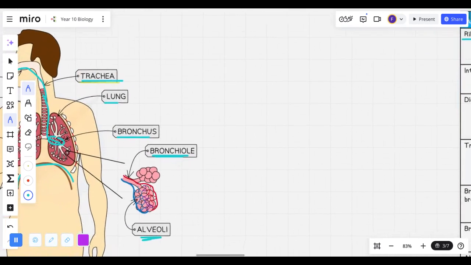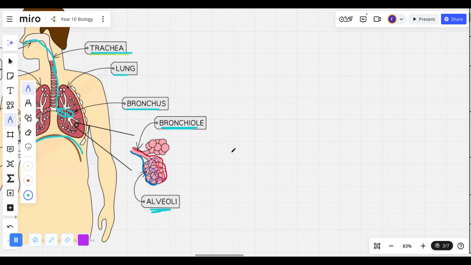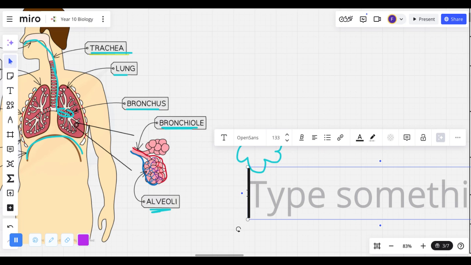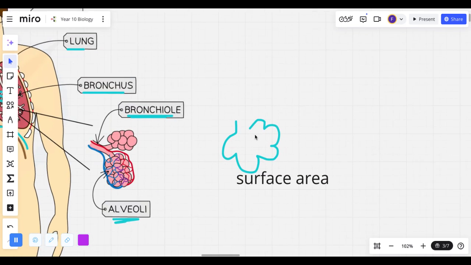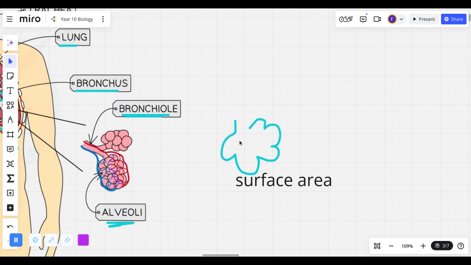Now, right at the end of your bronchioles are alveoli, and what they are are sacs. And they break down into these really small alveoli because it increases, and this is a really important idea in biology, it increases surface area. The more surface area, the faster the rate of diffusion of oxygen and carbon dioxide. They're really small air sacs surrounded by capillaries.